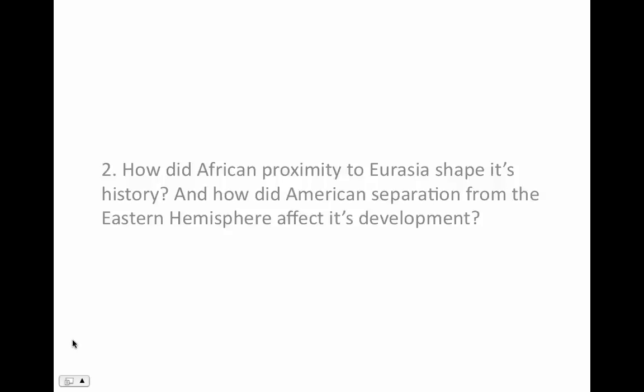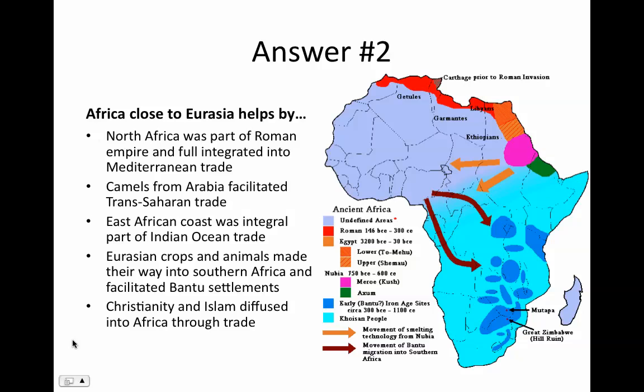All right, question number 2, how did African proximity to Eurasia shape its history? So that basically means, how did being close to Europe and Asia shape Africa's history? And then how did American separation from the Eastern Hemisphere affect its development? So let's start with Africa. Africa being close to Eurasia helps in several ways.